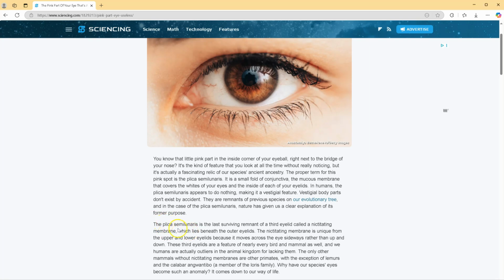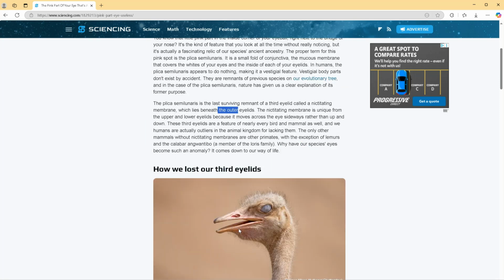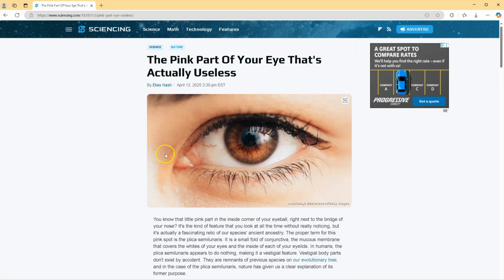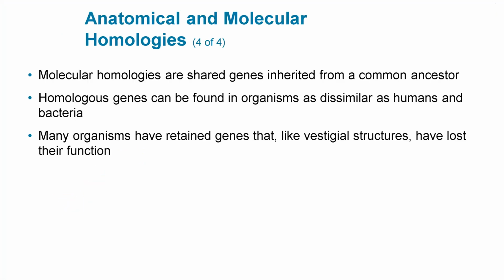Sorry, something froze. But yeah, the nictitating membrane, which lies beneath the outside. There's that third eyelid kind of going sideways. I mean, it's interesting, right? And you could have some interesting discussions when it comes to faith and all of that. Does it have any uses now? Who knows? Just something interesting that I kind of found.